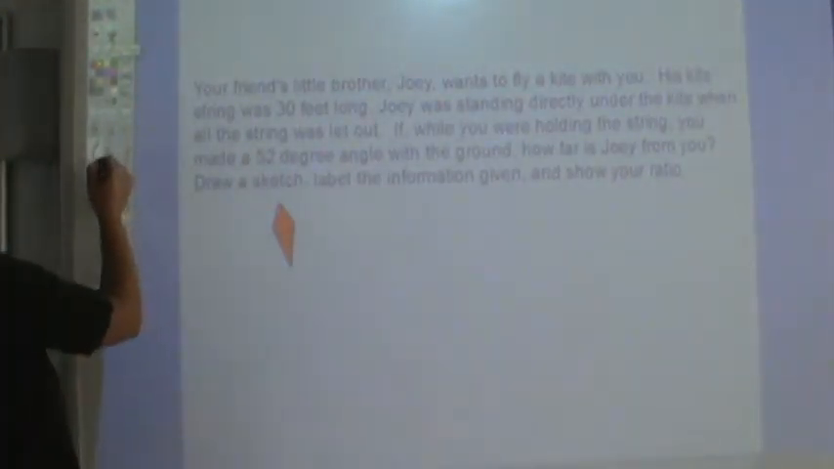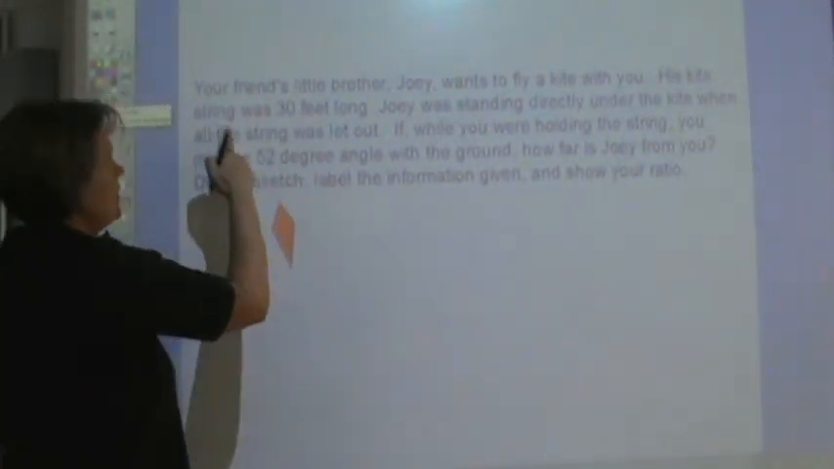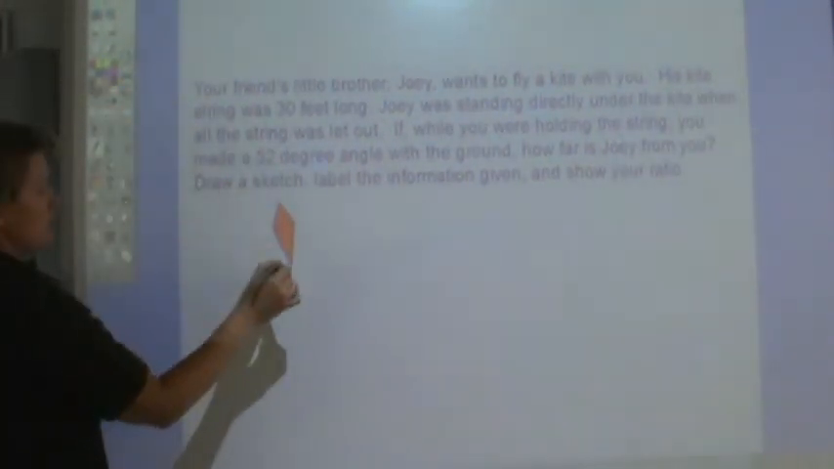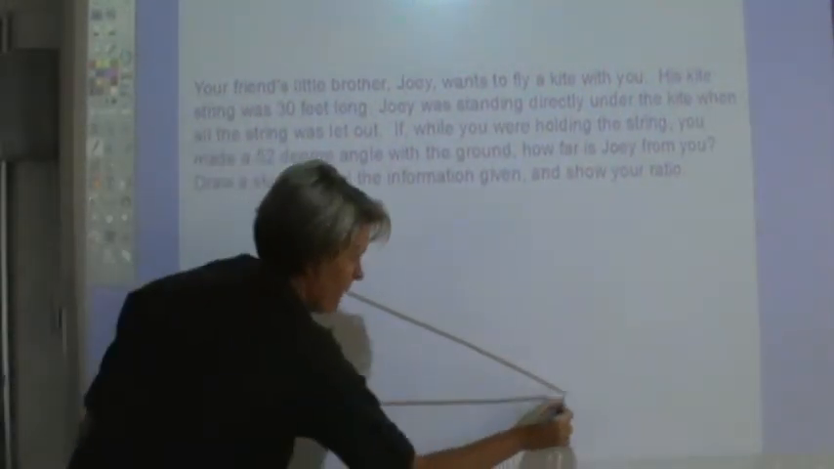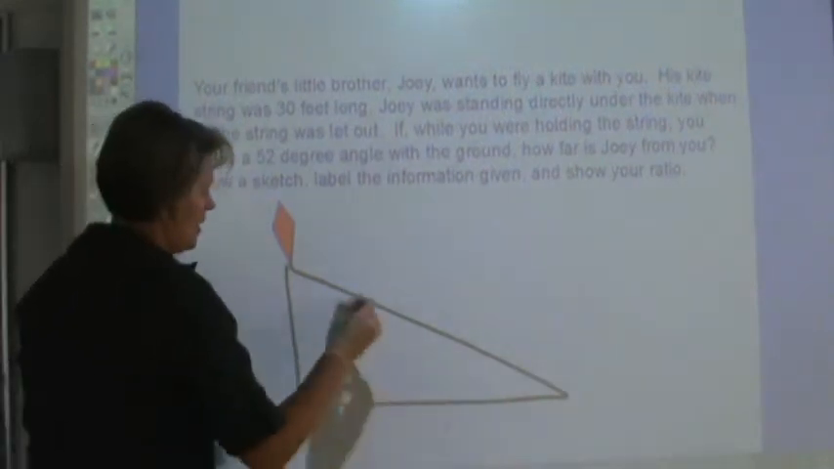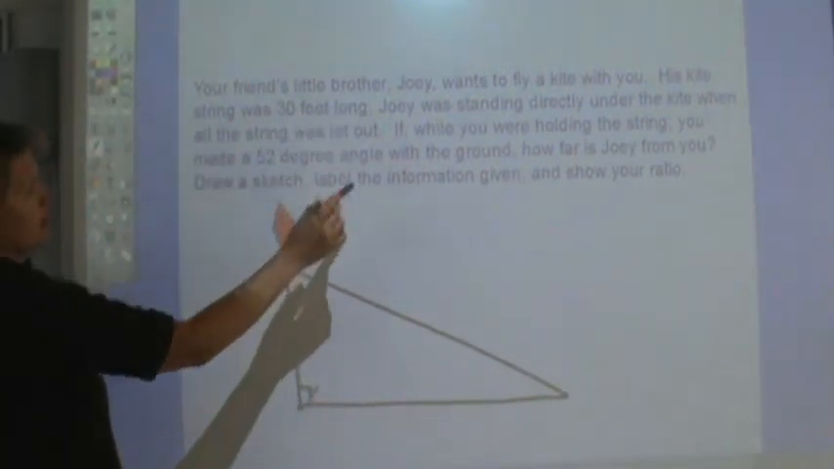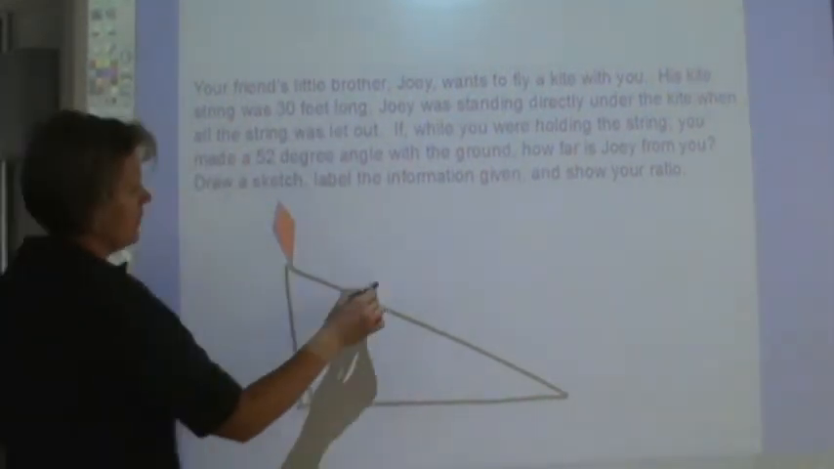All right, let's do one more like this. We've got Joey flying a kite. His string was 30 feet long, so let's draw that in there. All right, so here's our string. Your friend's little brother Joey wants to fly a kite with you. His kite string was 30 feet long.